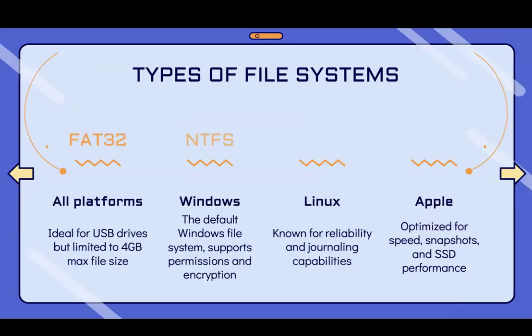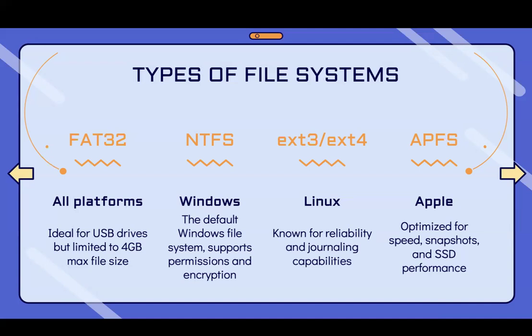Now, there are several types of file systems, each designed for specific operating systems and use cases. Let's start with FAT32, which is a file system ideal for USB drives due to its compatibility with most operating systems. However, it does have a limitation of a 4 gigabyte maximum file size. Moving on to NTFS, it is the default for Windows and it supports advanced features like file permissions and encryption.